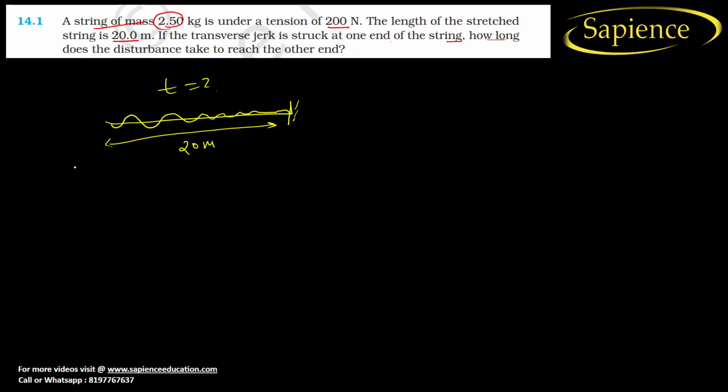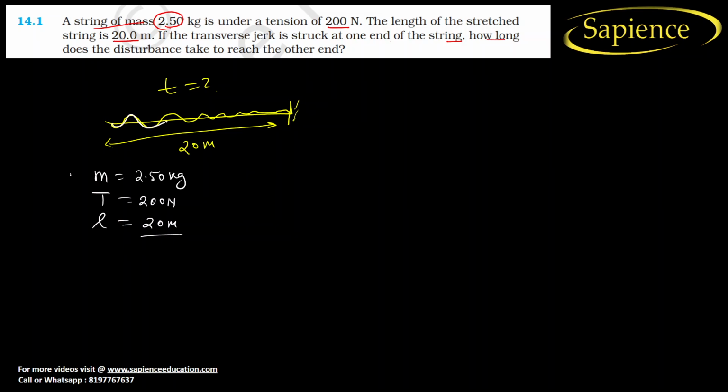Before that, what they have given. They have given mass m as 2.50 kg. They have also given tension. So tension will be equal to 200 Newton. And they have given length of the string as 20 meter. Okay. So we need to find the time required to move this wave.